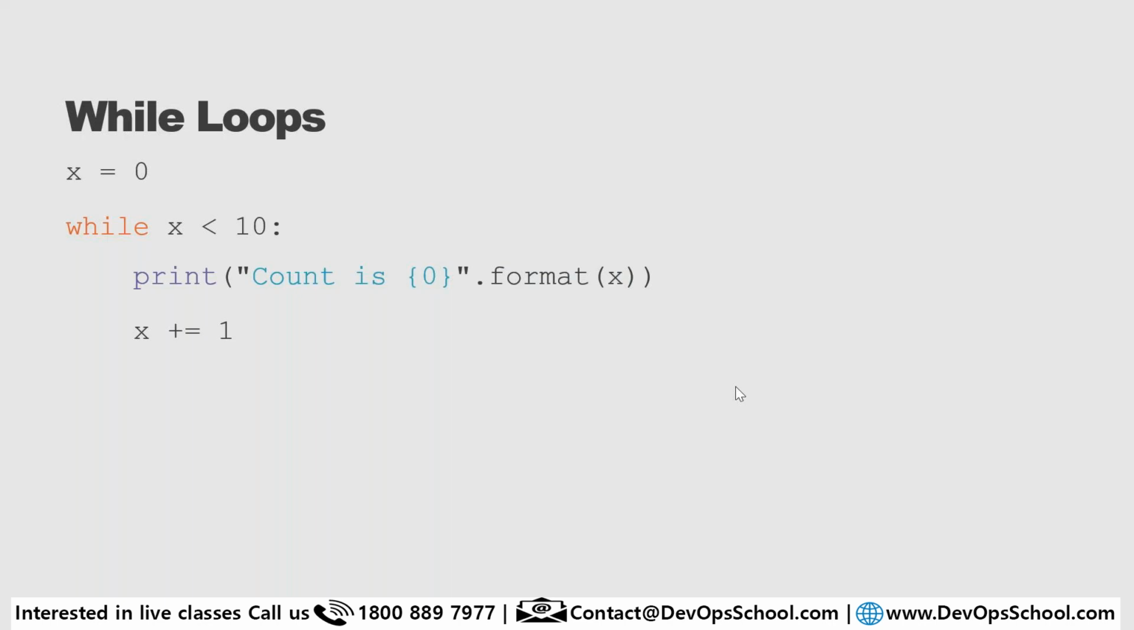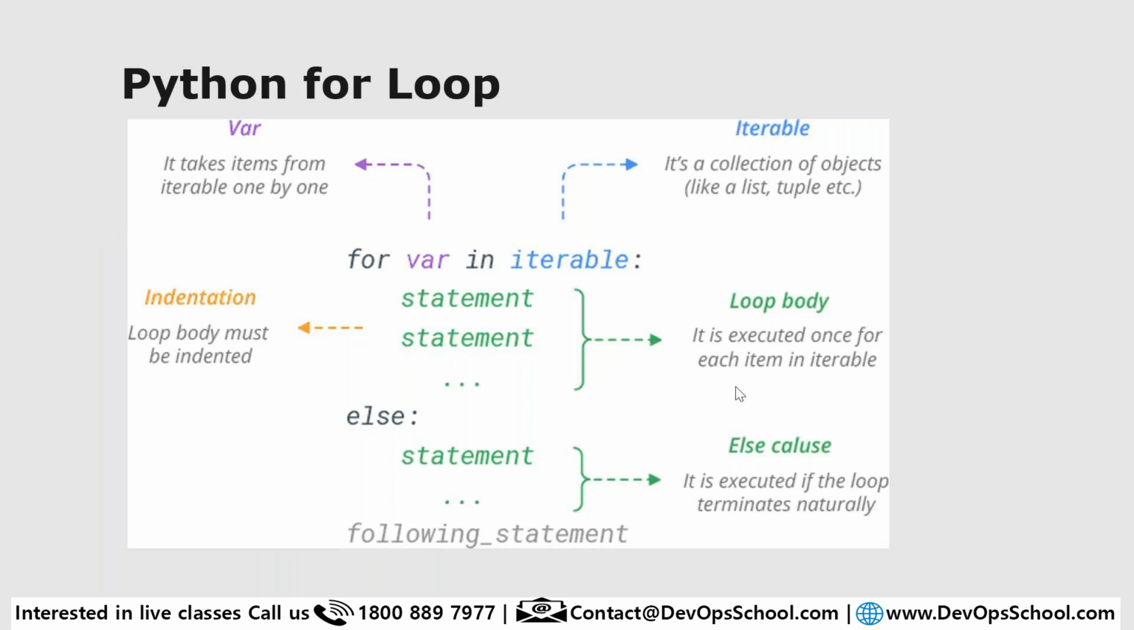So here count is equal to curly braces 0, and for x, keep incrementing x plus equal to 1. That means keep incrementing on each loop, so every time you run it. This is also something we can do with while. You can also use a for loop.